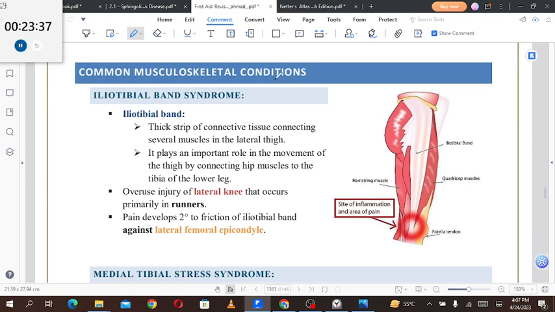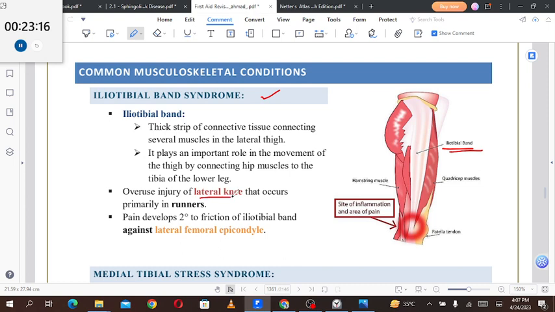Common musculoskeletal conditions. First one is iliotibial band syndrome. What's that? The iliotibial band is a thick strip of connective tissue connecting several muscles in the lateral thigh. So that is the iliotibial band. It plays an important role in the movement of the thigh by connecting the hip muscles to the tibia of the lower leg.